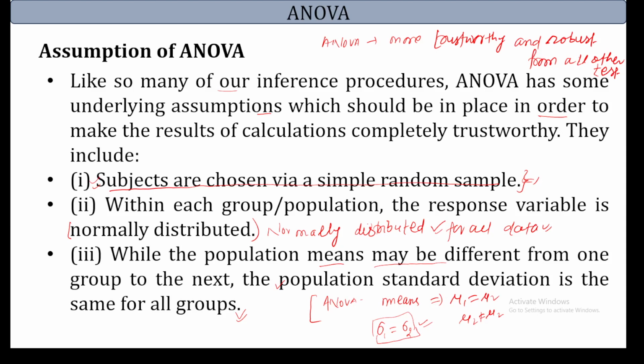Assumptions of the ANOVA: the subjects are chosen via random sampling. Within each group, the data are normally distributed. While the population means may differ from one group to the next, the population standard deviation will always be the same. This is some sort of normality test we are talking about.